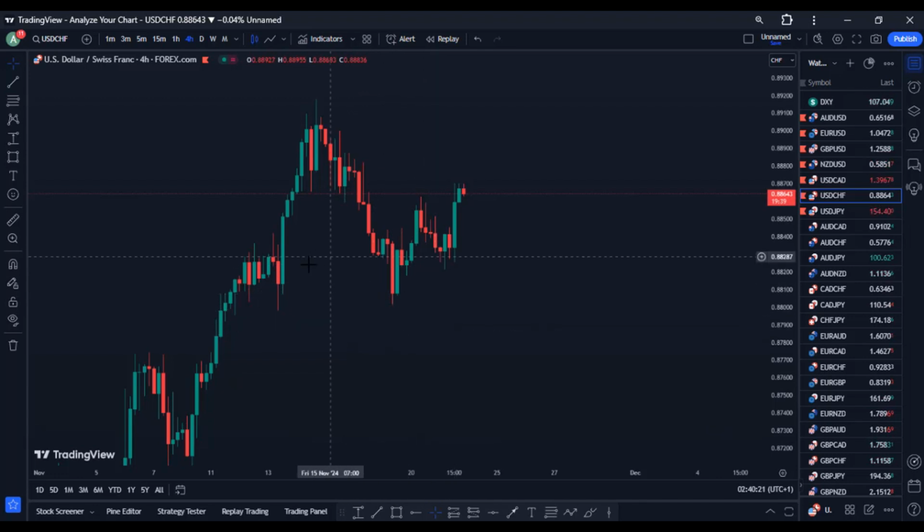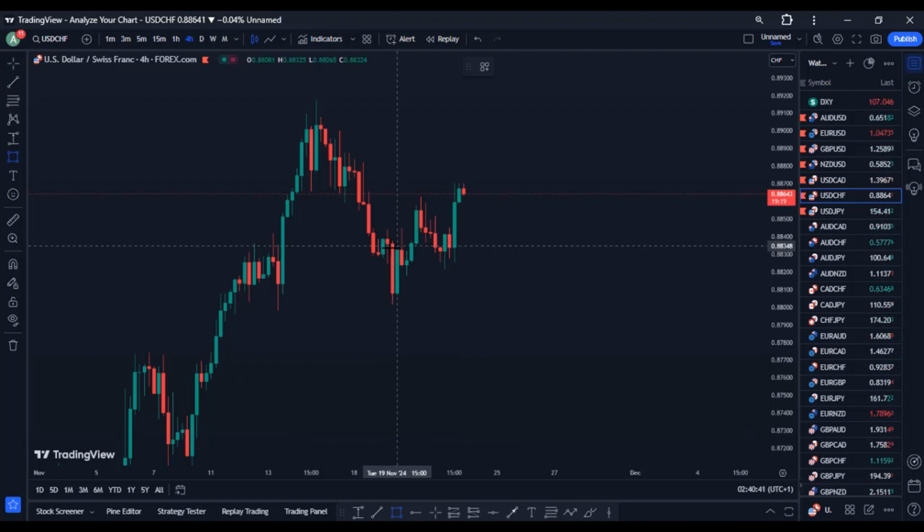Now, as you can see clearly on this chart, we are in a bullish trend. Why do I say that? Because we are creating higher highs and higher lows. So, let's say I'm about to take a bullish trade on this currency pair. Now, if I'm going to take that bullish trade, it is going to be from a support zone. Now, we have a support zone here in form of an order block.